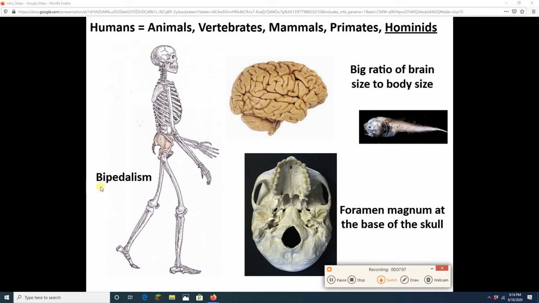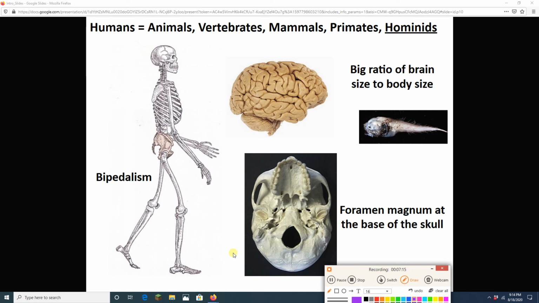And as bipeds, we have this big hole in our skull, and it's at the base of our skull. So this big hole right here is called the foramen magnum, which appropriately translates as big hole. Magnum is big, and foramen is hole. And it's at the base of our skull.